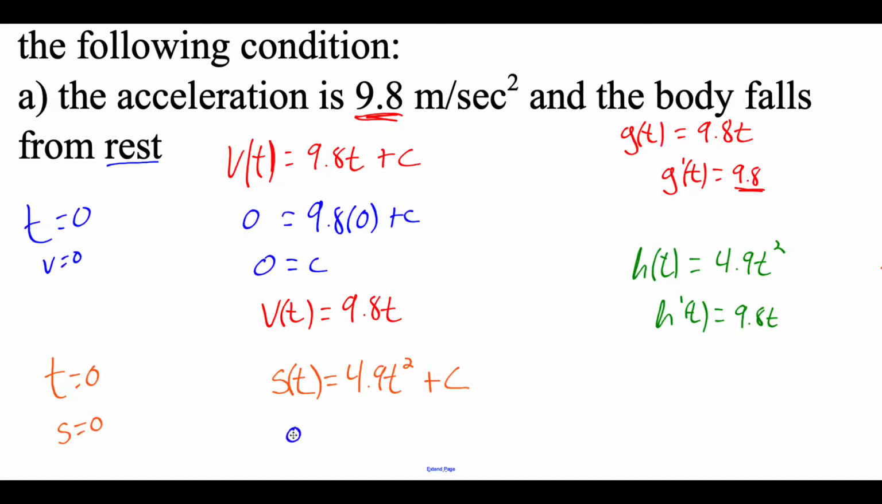So if we know that 0 is equal to 4.9 times 0 squared plus c, well, 0 squared is 0, times 4.9 is still 0, so we know that our c value must be 0. So then our position function, s of t, is just going to be 4.9t squared.